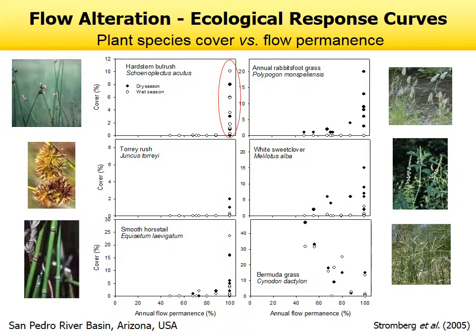It's either there when there's full flow. As soon as we start to reduce flow permanence through alteration of some kind, we can expect it to not be there anymore. Some of the other plants actually may be favored by decreasing permanence of flow, and they actually increase as there's alteration. So they're good indicators of alteration, but from a very different perspective. And so we can see very different relationships.